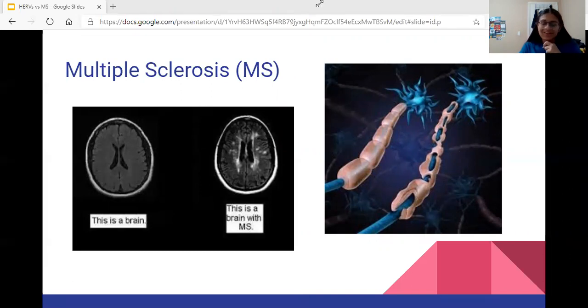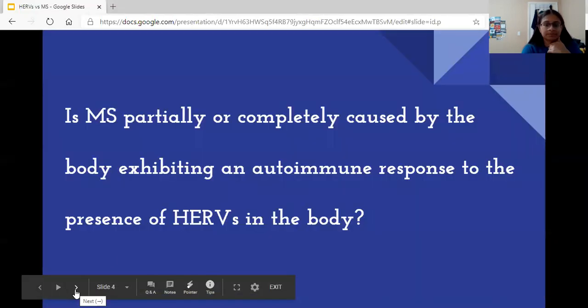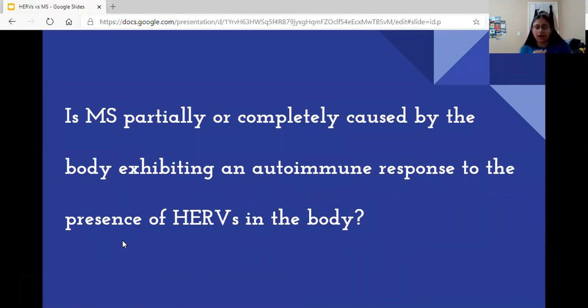Okay, so now that we've concluded the background, we're going to revisit my question, which is: is MS partially or completely caused by the body exhibiting an autoimmune response to the presence of HERVs in the body? So let me expand upon that a bit further. An autoimmune response basically means it's an over-exaggerated response of the body to what it believes are foreign invaders.